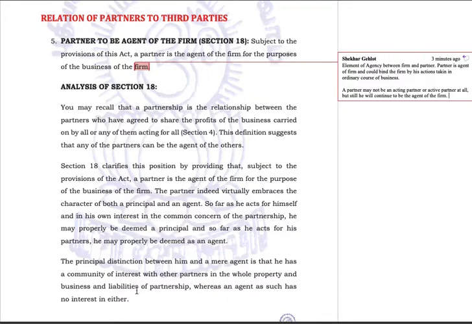The only difference, they say, is that an agent has no interest. Usually an agent has no interest. He is just an agent. But here they say when he is a partner, he has interest in the firm. Okay.